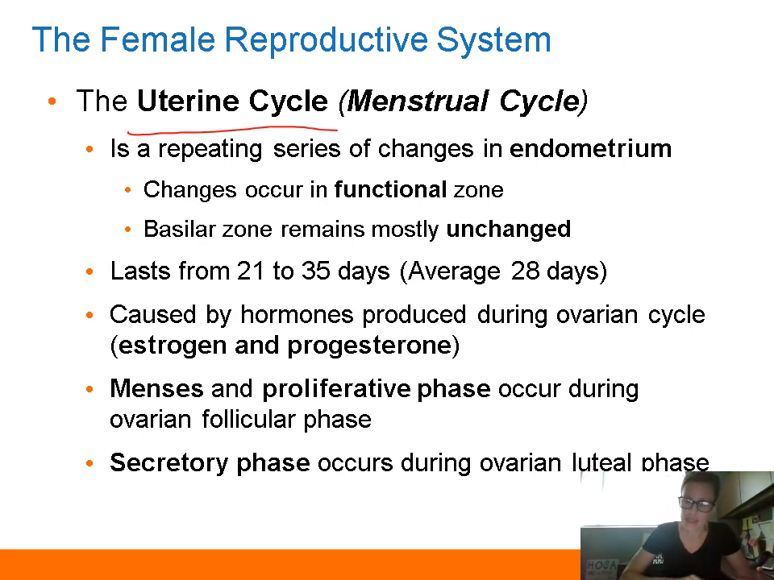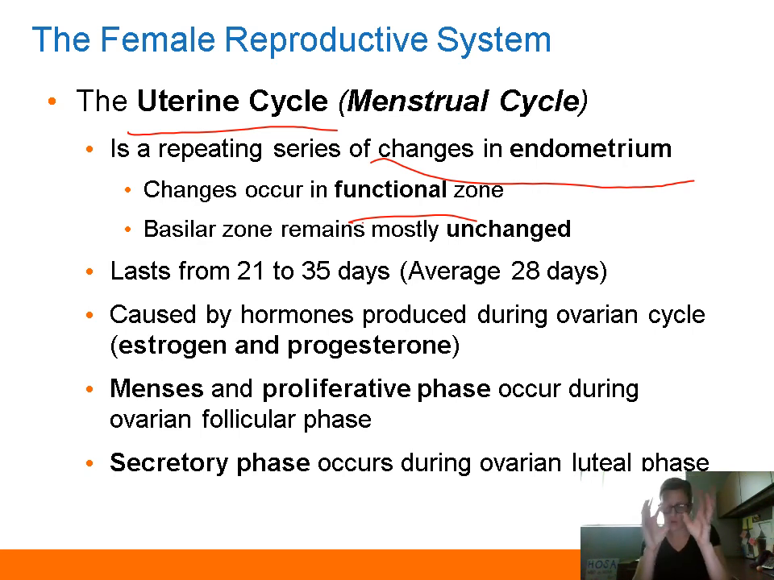Now we'll talk about the uterine cycle, what happens in the uterus. The uterine cycle is typically called the menstrual cycle because it has to do with menstruation. The uterine cycle, or menstrual cycle, is a repeating series of changes that occur each month in the endometrium of the uterus. During the uterine cycle, the endometrial changes occur almost entirely in the functional zone of the endometrium. That's the superficial zone, out towards the cavity. The basilar zone underneath remains mostly unchanged. So it's just the superficial zone that gets built up and then shed, built up and then shed, which makes sense.